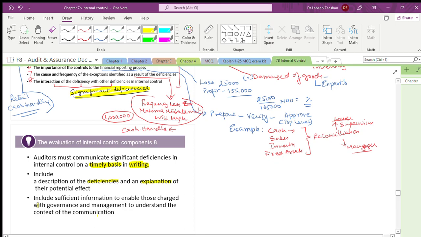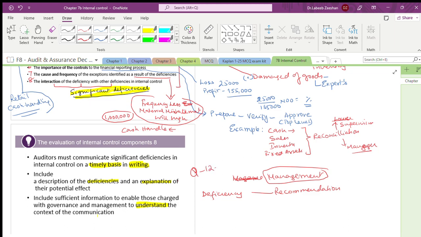And when we are putting that in place, we are going to present it so that management can best understand what we are doing. We see it in one column: we calculate and identify the deficiency. In another column, we will give the recommendation. To whom are we giving it? We are giving it to the management. This question will be there for 12 to 15 marks.